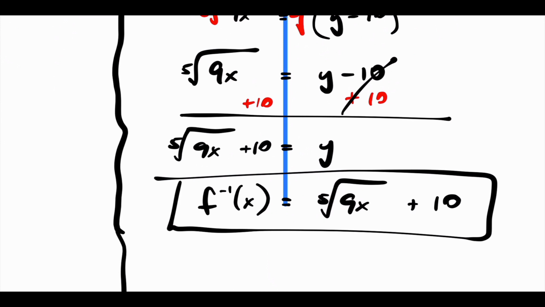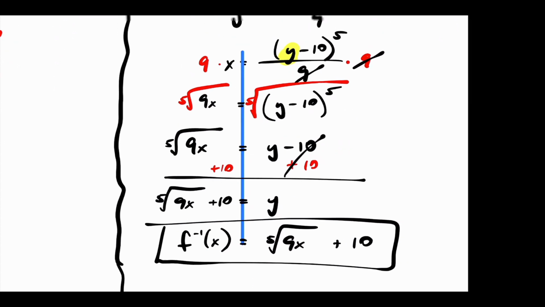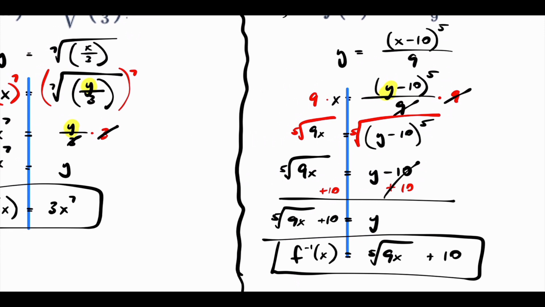That's it. Doesn't matter what they give you, just do the opposite. Just keep doing the opposites. Your final answer should have the opposite of whatever you started with. I had a 5th power. What's the opposite of 5th power? 5th root. I had a divided by 9. What's the opposite of divided by 9? Multiply by 9, 9x. And then I had a minus 10. The opposite of minus 10? Add 10. Okay? All right, so I'm going to give you one more to do on page 32, and then we'll be done for today.